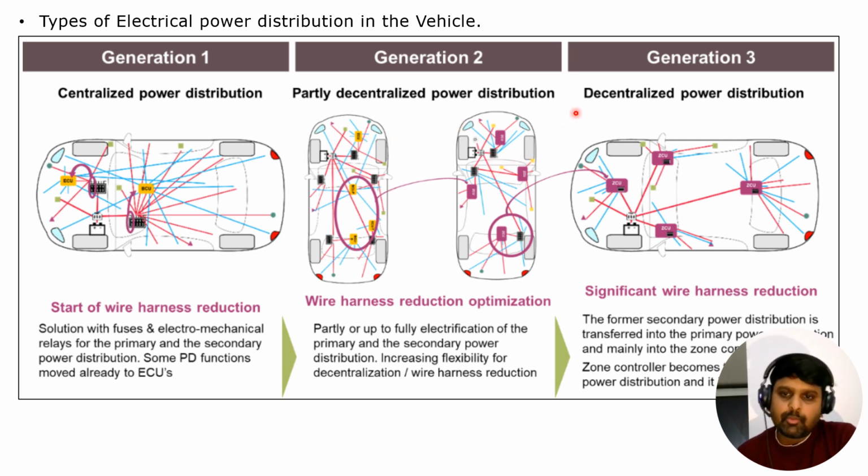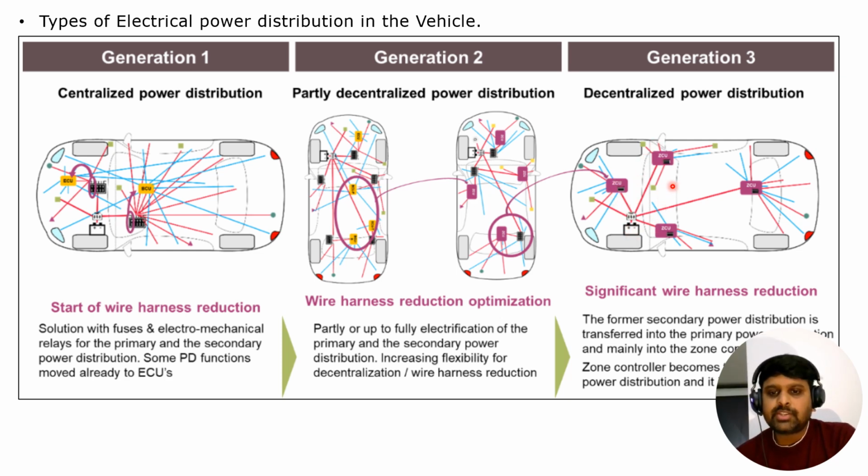Moving on to generation 3, which we also call a completely decentralized power distribution system. This one is actually the future generation of power distribution systems. Only a few OEMs, like nowadays all the electrical passenger vehicles like Tesla, have started using this kind of architecture for electrical power distribution systems.